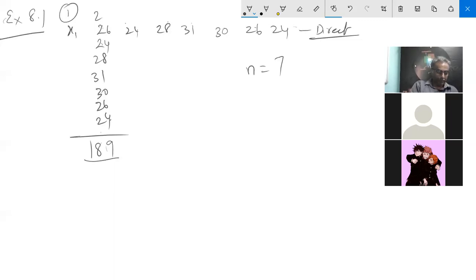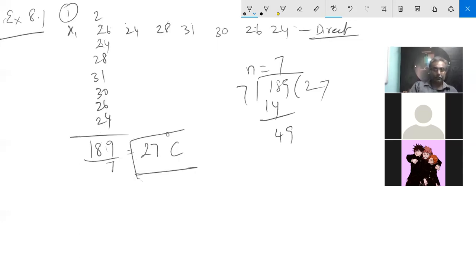189 by 7. Correct. So 189 by 7 you go. 14 will go 2 times. 49 it will go 7 times. So that is equal to 27. So average temperature is equal to 27 degree. Very simple. This is direct method, very simple method.